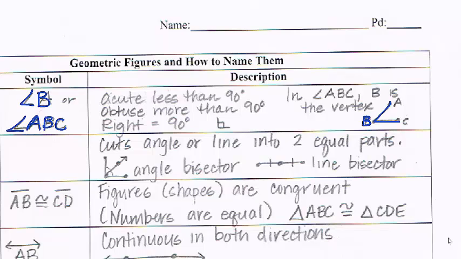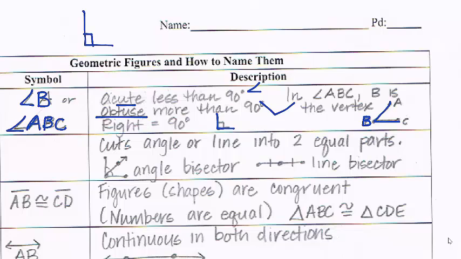If an angle is less than 90 degrees, this is 90 degrees right here. If it's less than that, it's called acute. If it is greater than that, it's called obtuse. And if it is exactly 90 degrees, it's called right. Okay, think of it as a cute little angle. Obtuse is an obese, fat angle is what I'm trying to say.